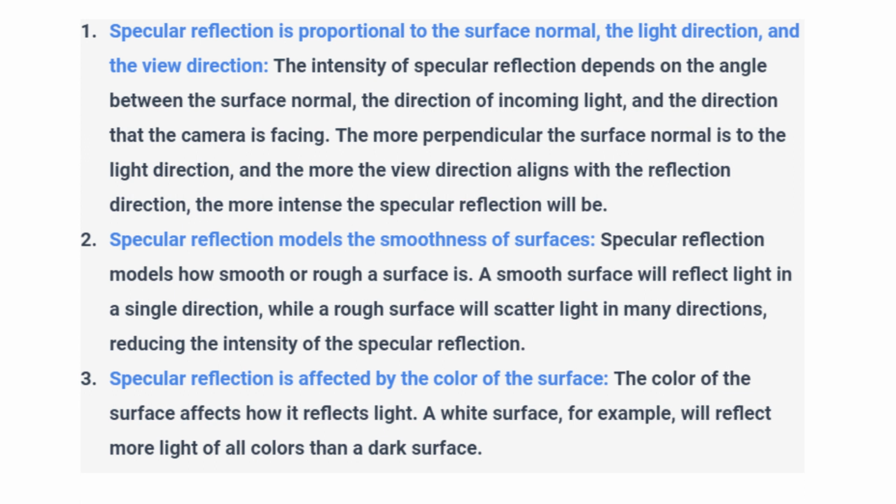Specular reflection is affected by the color of the surface. The color of the surface affects how it reflects light. A white surface, for example, will reflect more light of all colors than a dark surface.